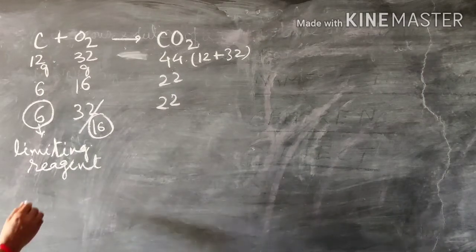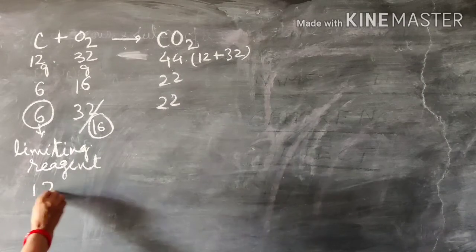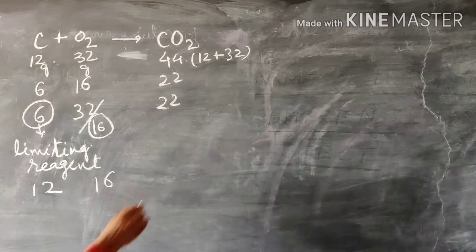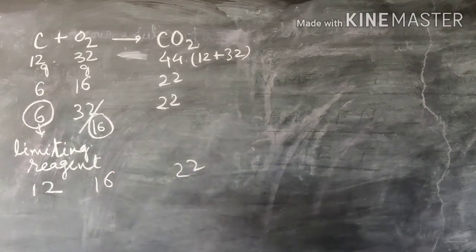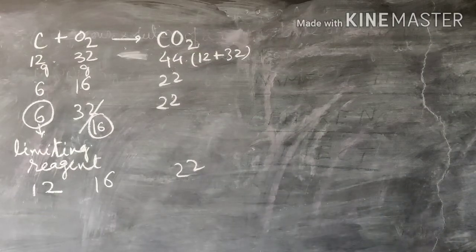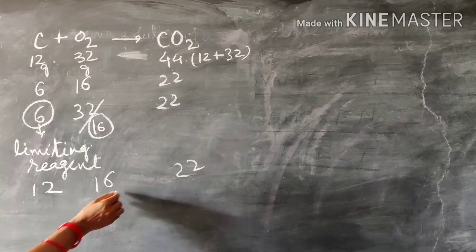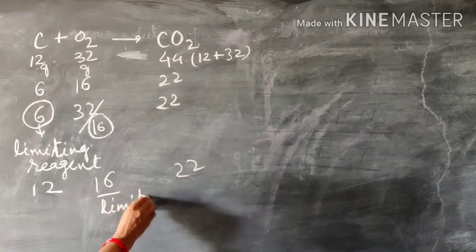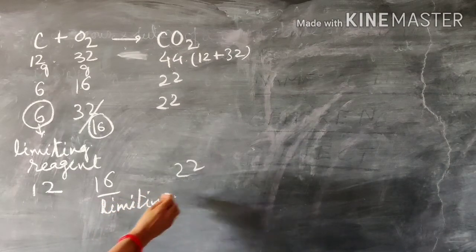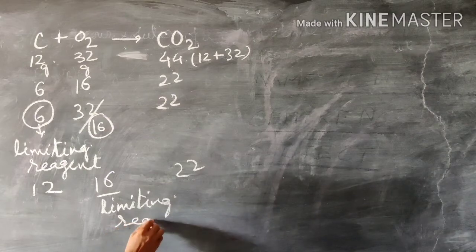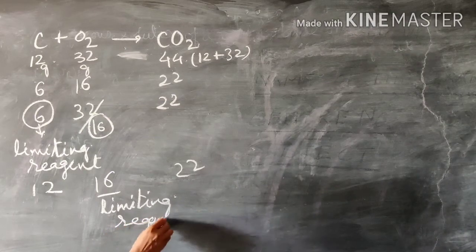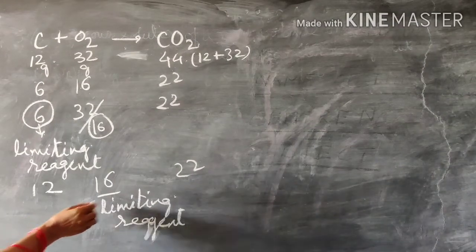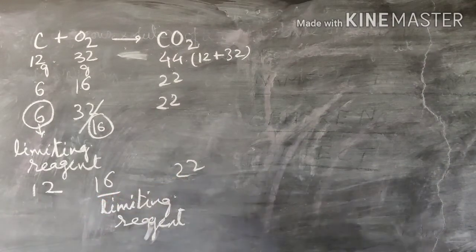Now suppose we are taking 12 gram of carbon and we are using 16 gram of oxygen. Then also you will get 22 gram of carbon dioxide. Now in this reaction, the oxygen will become the limiting reagent, because it is totally consumed during the reaction and is placing a limit on the formation of carbon dioxide.